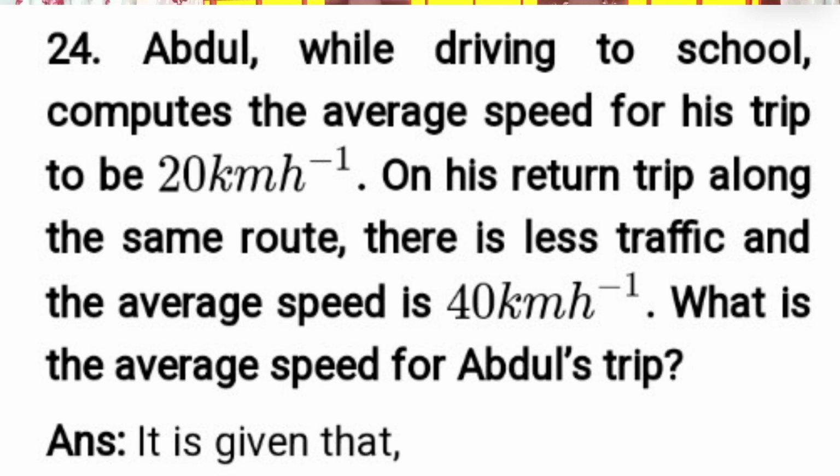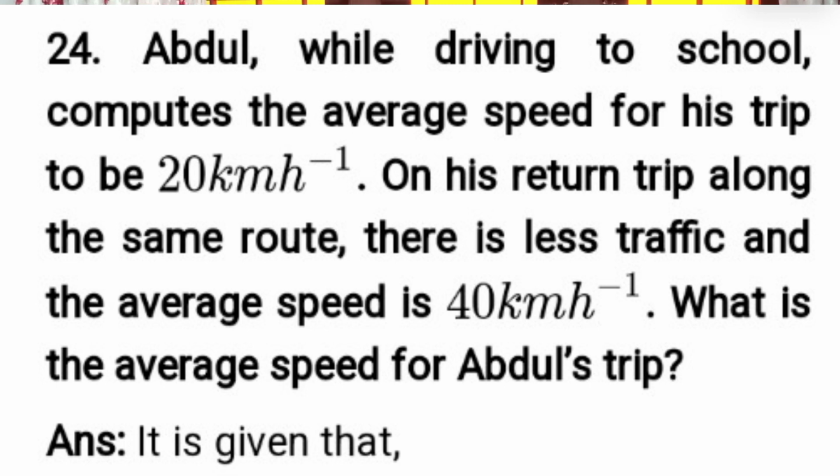So the question is, Abdul, while driving to school, the average speed for his journey was 20 km per hour. So that is given here. Average speed for the first case, that means when he was going to school, is 20 km per hour. And when he was coming back, what happened? There was less traffic and the average speed was 40 km per hour. So he increases his speed to 40 km per hour.